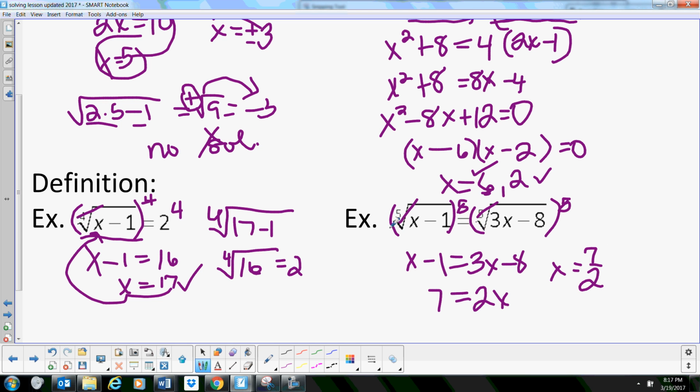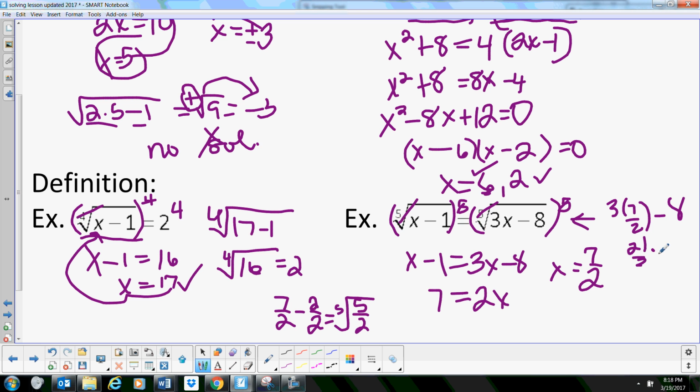Okay, and then we can plug that in. 7 halves minus 1, which is 2 over 2, that equals 5 halves. So we're taking the fifth root of 5 halves. And let's see what the other side is. Let's plug into this side. Plug in 7 halves. So 3 times 7 halves minus 8. That's 21 halves.